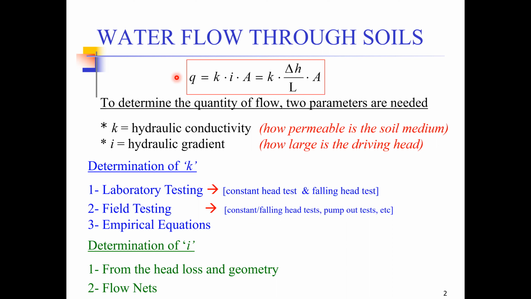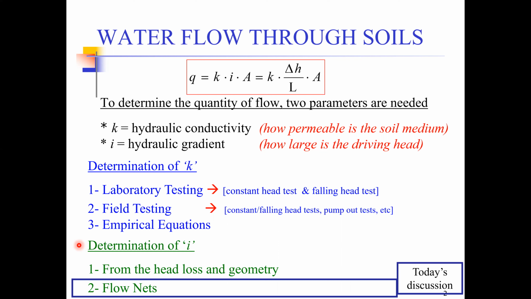And we have seen that in order to determine the discharge or the total quantity of water, there are two parameters which are important for us to determine. One is the hydraulic conductivity represented by K and the hydraulic gradient represented by i. In the previous few lectures, we have seen different methods for the determination of permeability coefficient K. Today's discussion is based upon the determination of hydraulic gradient i. So we'll mainly cover one of the methods which is called flow nets. We will see how by using flow nets we can determine the hydraulic gradient through any soil stratum.